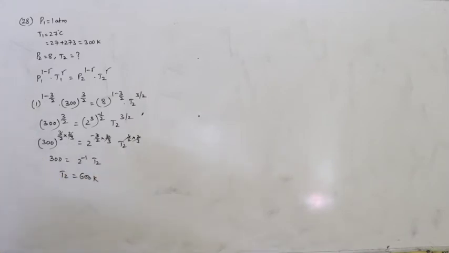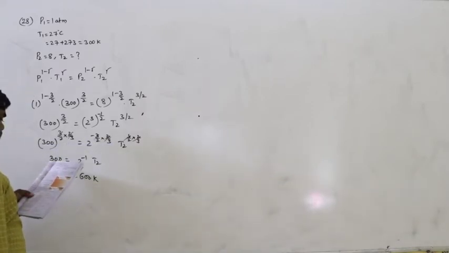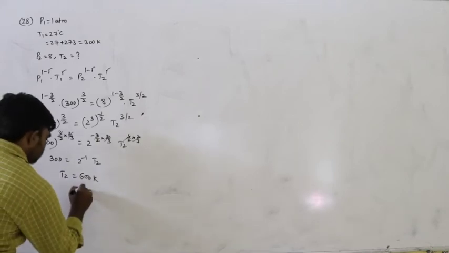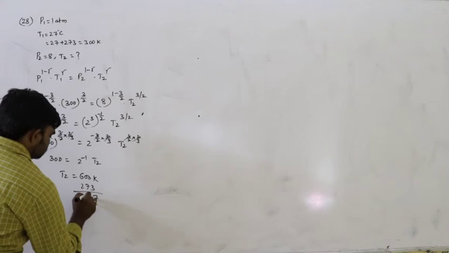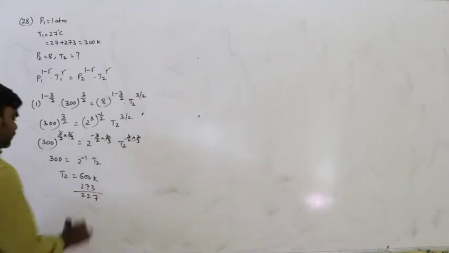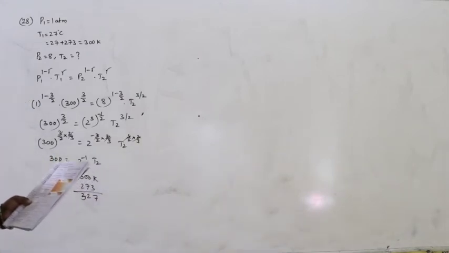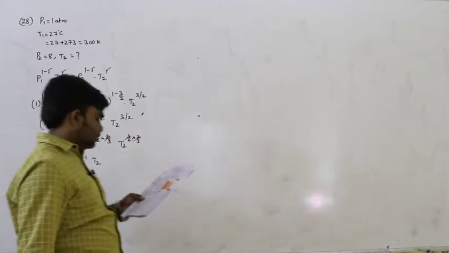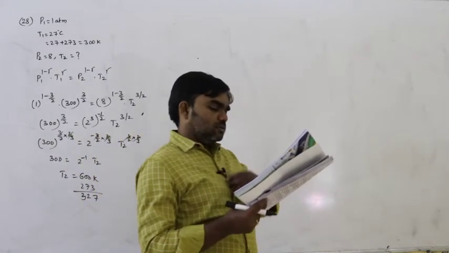2 power minus 1 comes to the denominator, it is 2. 2 into 300 is 600 Kelvin. But the option is in Celsius, so we subtract 273. That gives 327 degrees Celsius. So that is the problem. Next, same relation.